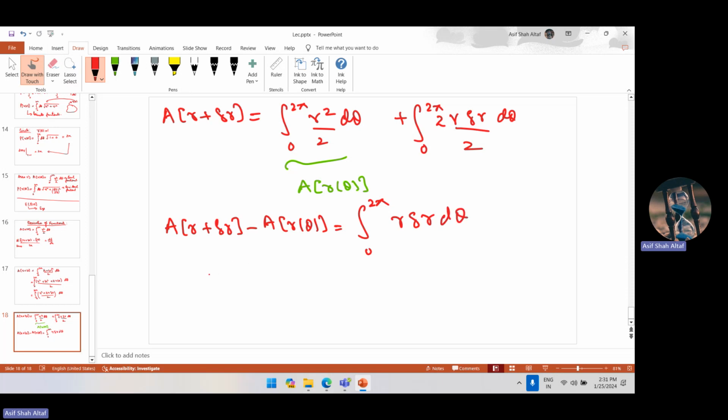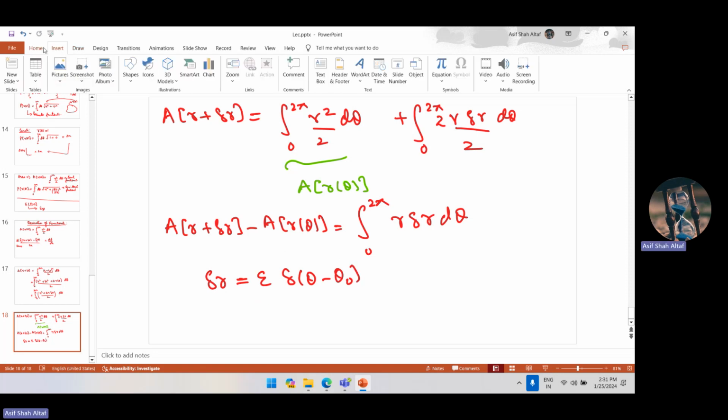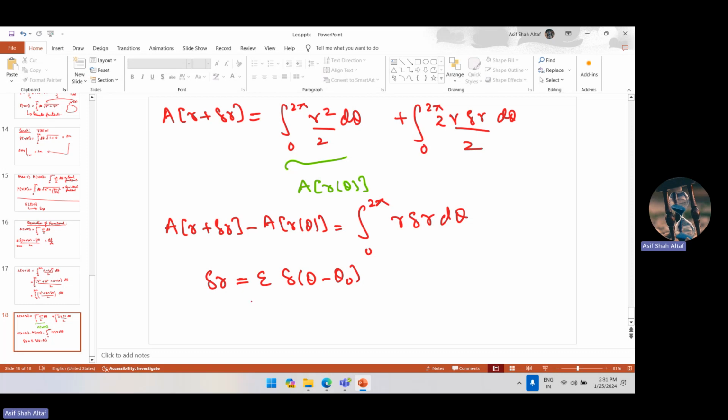Now, since it's a change, let's say you substitute it as this. Since this is the change in r, let's take it very small, where epsilon tends to 0. Then you can write it as this. Then to calculate the change, you will get this, which will then become r epsilon.